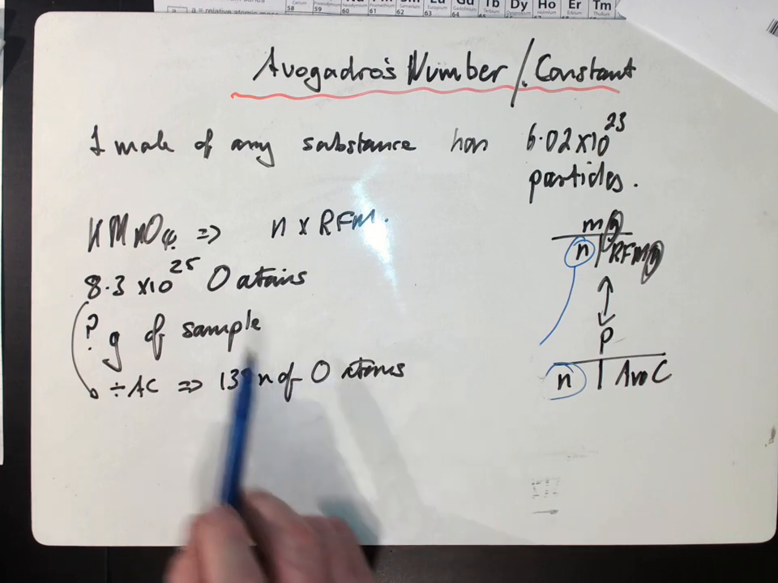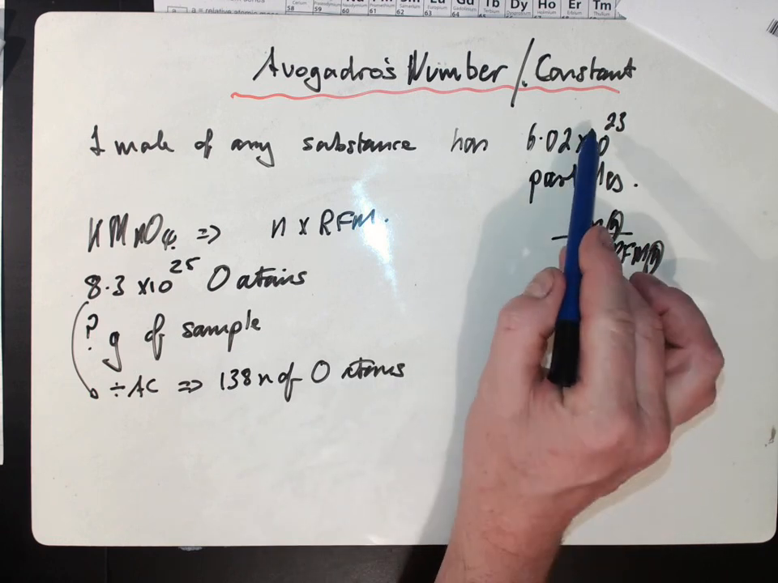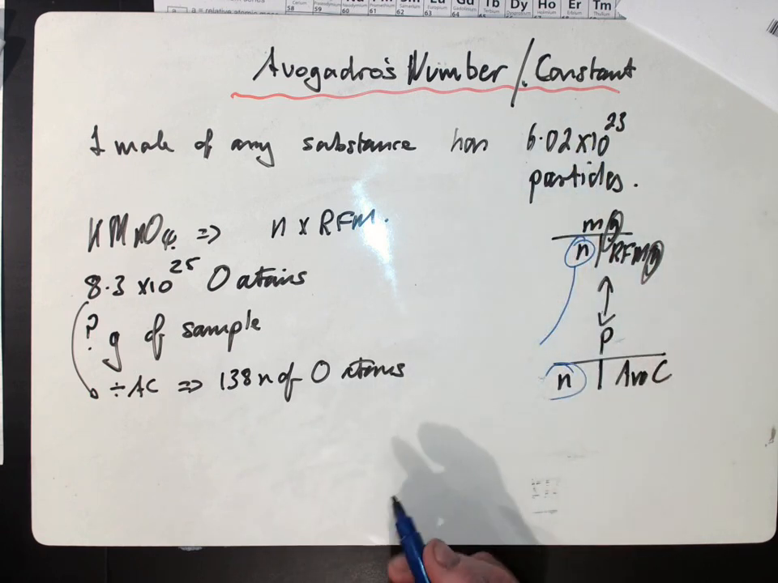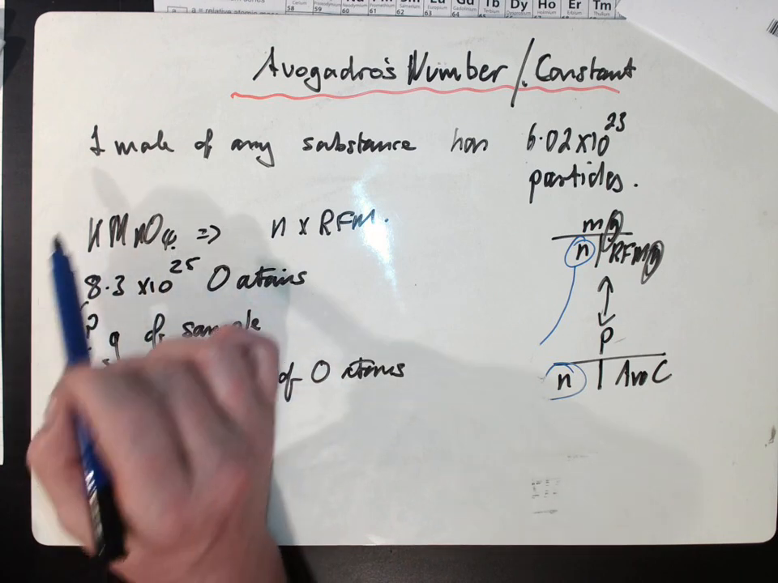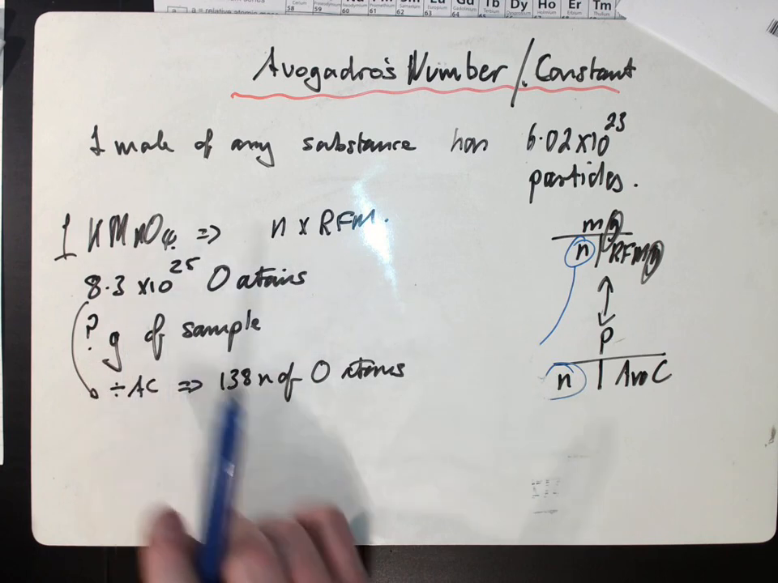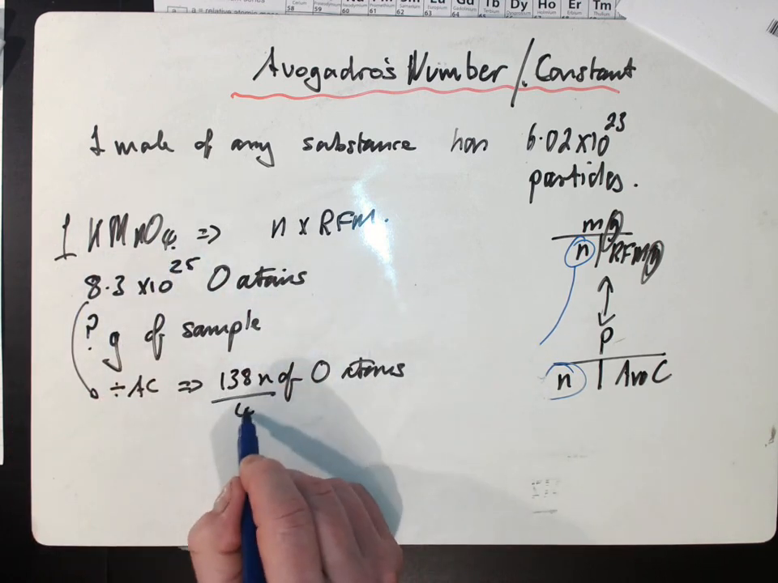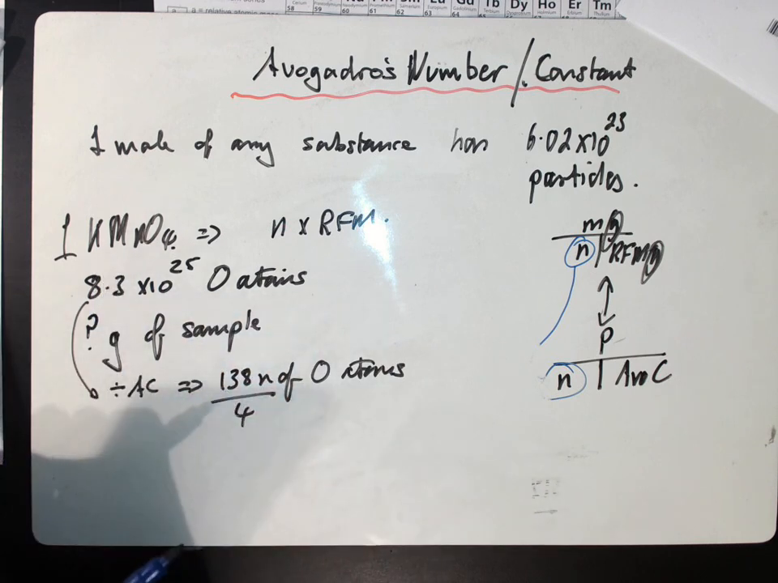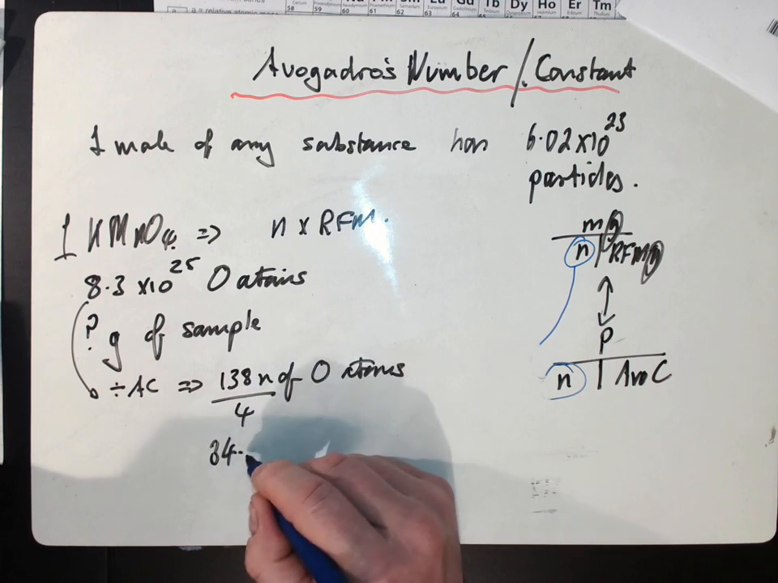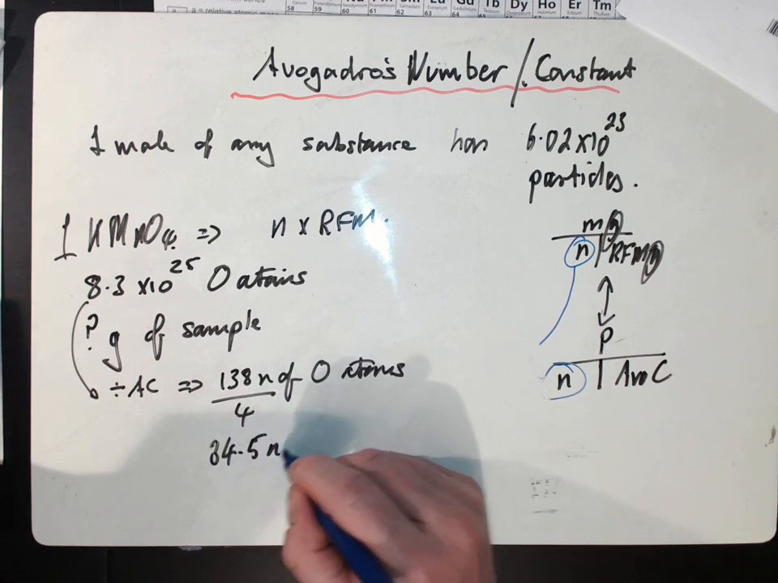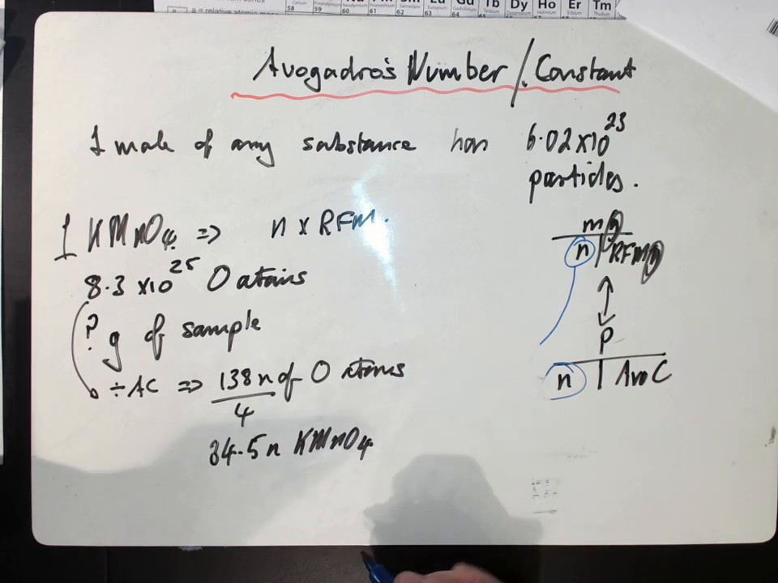It's a big number, but remember it's 8.3 times 10 to the 25 divided by 6.02 times 10 to the 23. Now, in potassium permanganate, 1 mole of this has 4 moles of oxygen atoms, so to get moles of my potassium permanganate I need to divide that by 4, so that gives me 34.5 moles, and that's now where I want to be, moles of potassium permanganate.